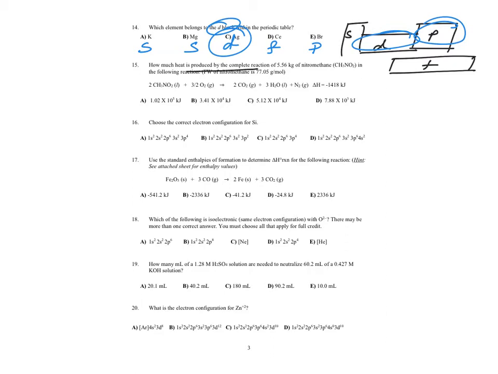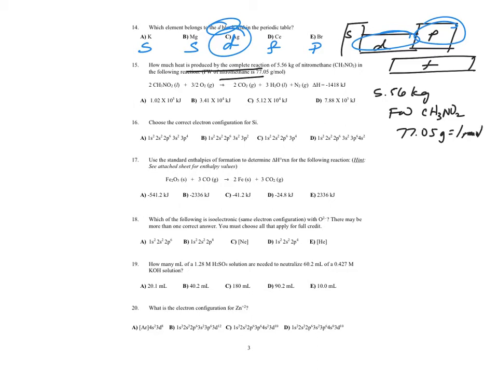How much heat is produced by the complete reaction of 5.56 kilograms of nitromethane in the following reaction? And then it gives you the formula weight of nitromethane, so that saves you time, right? 77.05 grams equals 1 mole.